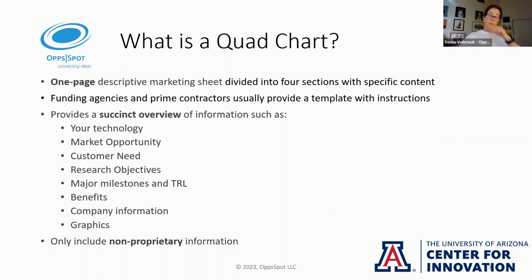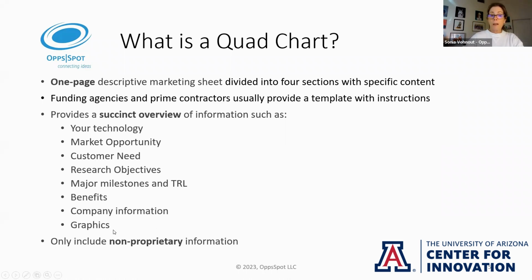And then at the end of your phase 2, you might be at a TRL level 6, right? So that's what you would put here with the research objective, similar to what I just said. What are your differences with other state-of-the-art? What's the benefit and value proposition?